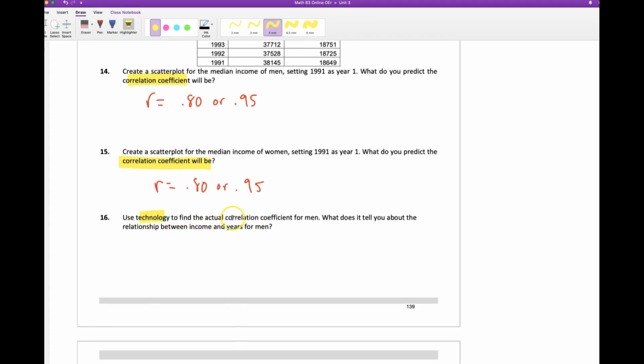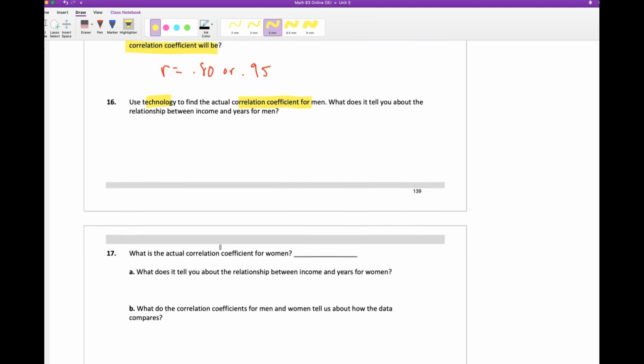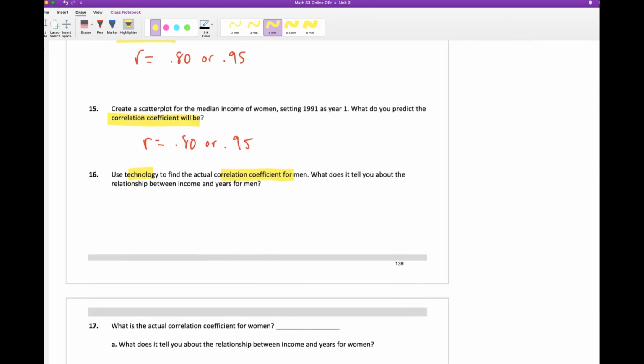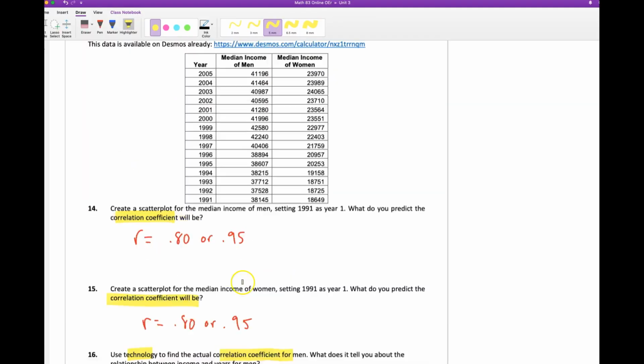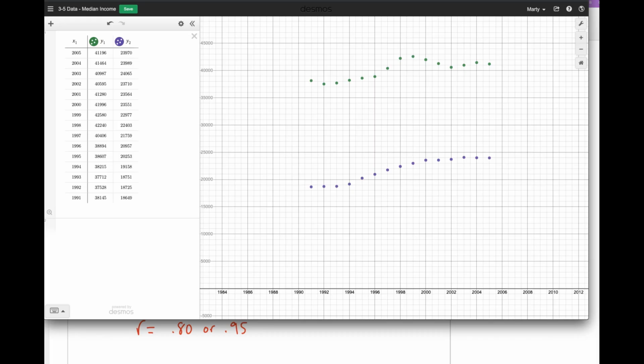We're going to use Desmos to find the correlation coefficient for men. What does it tell you about the relationship? Then we'll do the women. Let's take a look at this real quick and I'll remind you how to do that. Looking at this data, make sure we can see median income for men over these years. The men will be the green one.